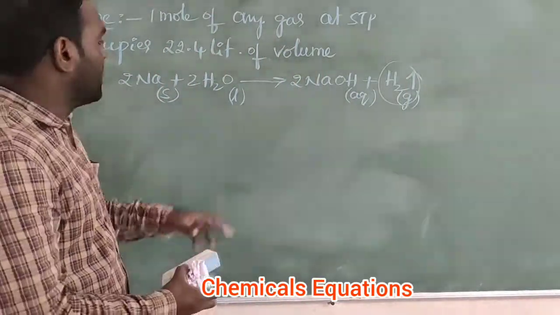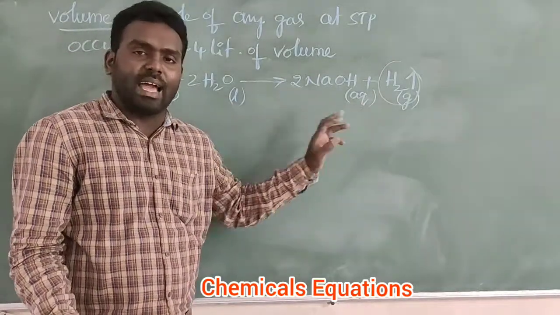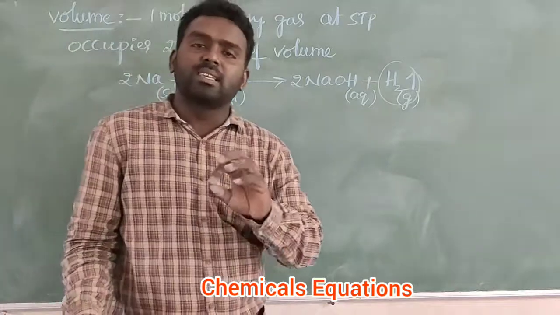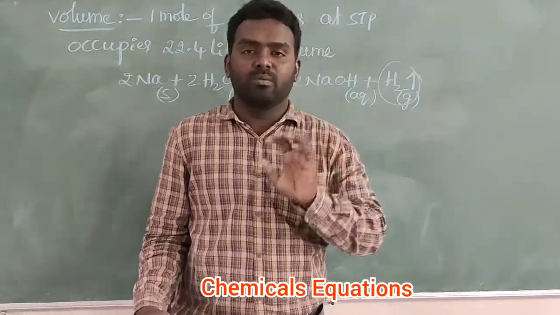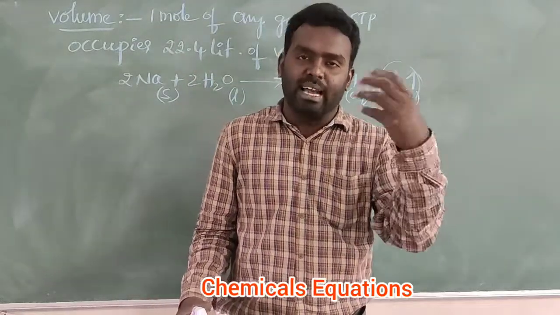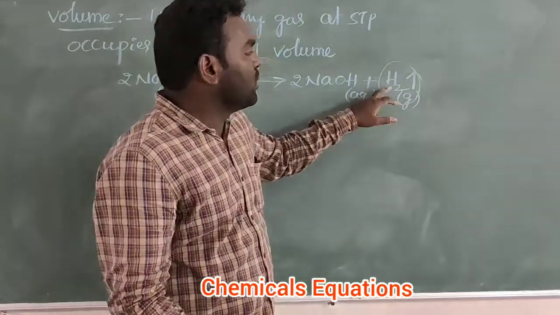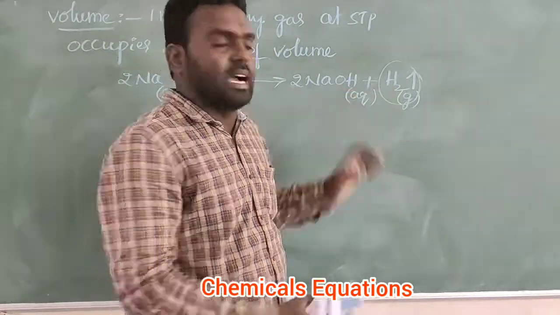Why? Because the remaining ones are: the first is solid, the second is liquid, and the next one is aqueous. So these are solids, liquids, and aqueous solutions. We cannot calculate their volume. Only we will calculate the volume of the gas molecules. So that's why here we identify that hydrogen is a gas, and that's why we will calculate the volume of the hydrogen gas.